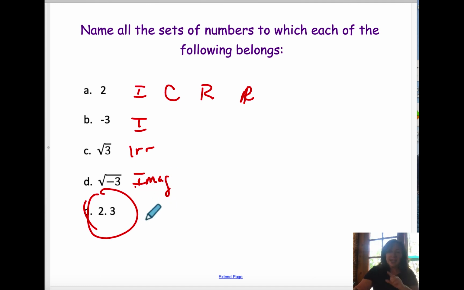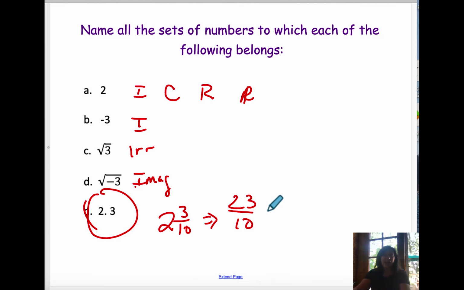Remember, 2.3 is not irrational just because it's a decimal. Remember, a rational number is one that can be expressed as a ratio of two numbers. Now, I know this looks like a decimal, but if you write it as 2 and 3/10, and then convert that from a mixed number to an improper fraction, you've got 23 over 10. Now that can be expressed as a ratio of two numbers. So that is a rational number, not irrational. And some other things to remember, like 0 is neither positive nor negative, etc.